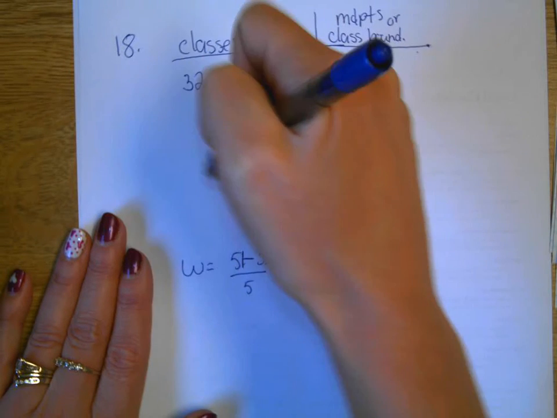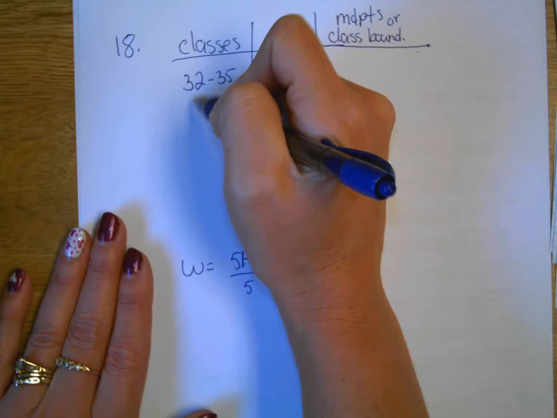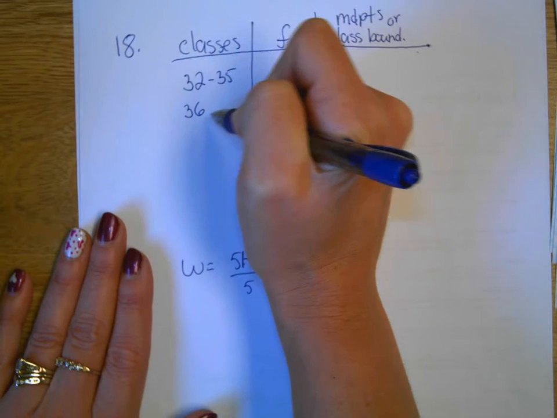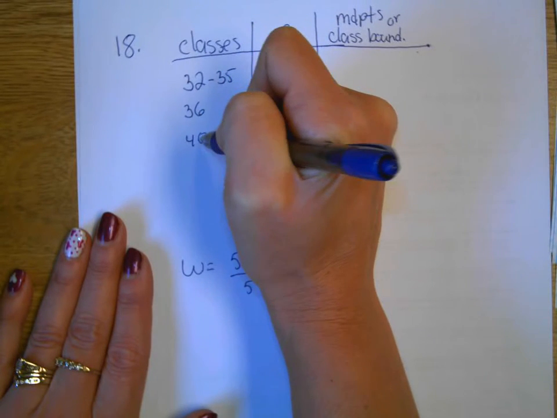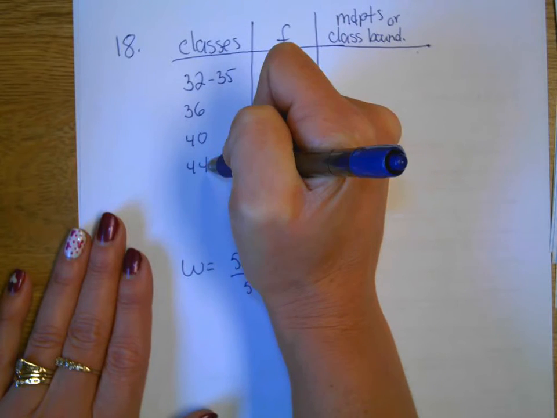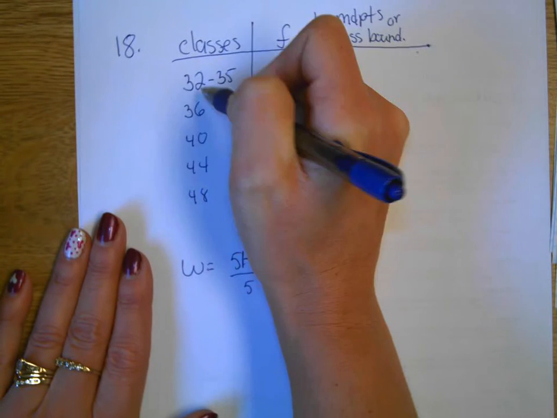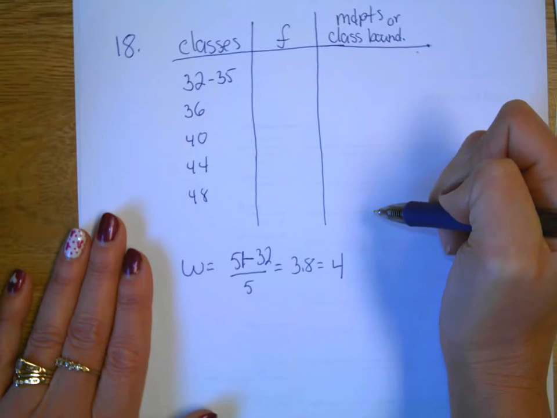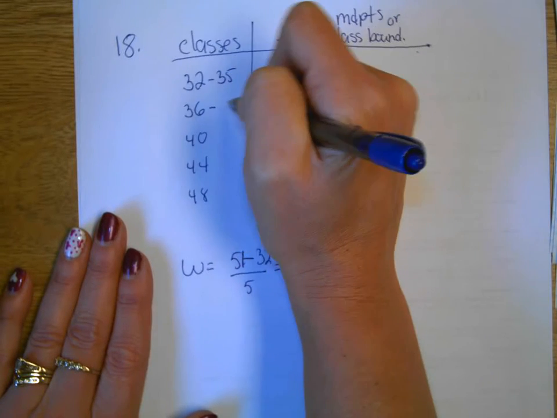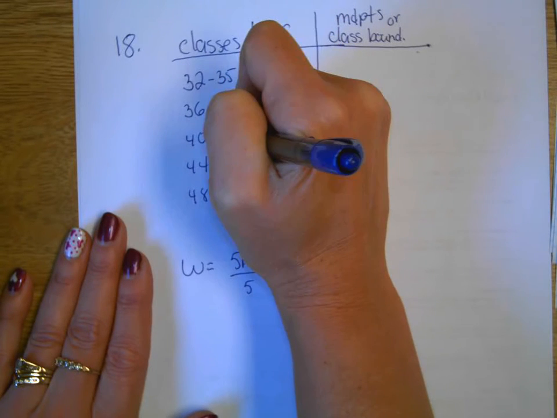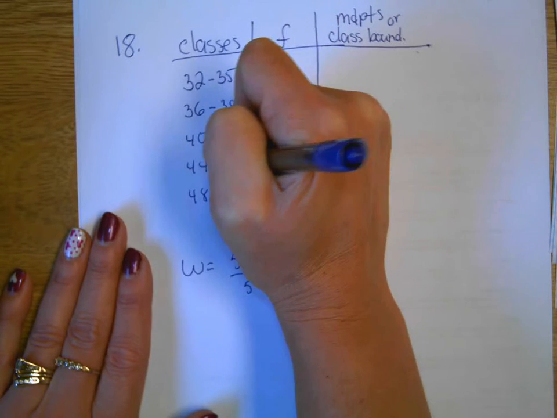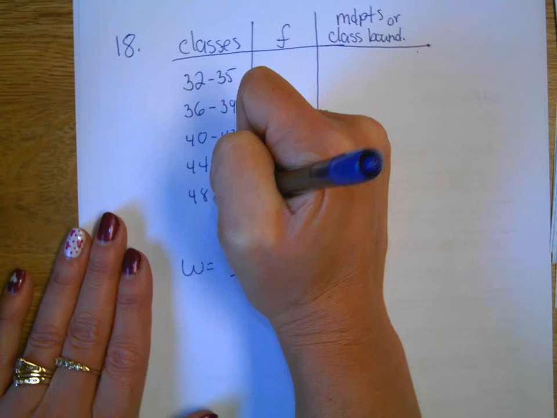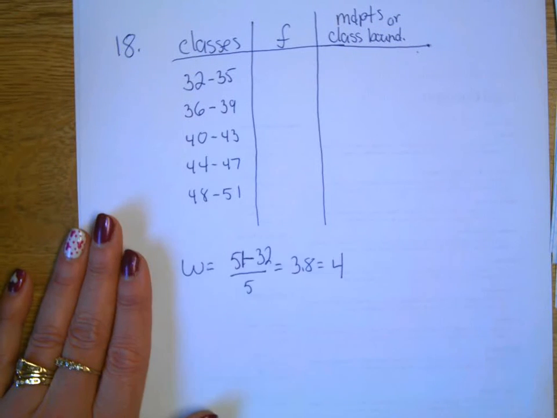Okay, so we just add 4 vertically to get the next number. So 32 plus 4 gives me 36, 40, 44, and 48. I just add the class width vertically. That's how I wrap my brain around these. 39, 43, 47, 51. And then now what's your job?